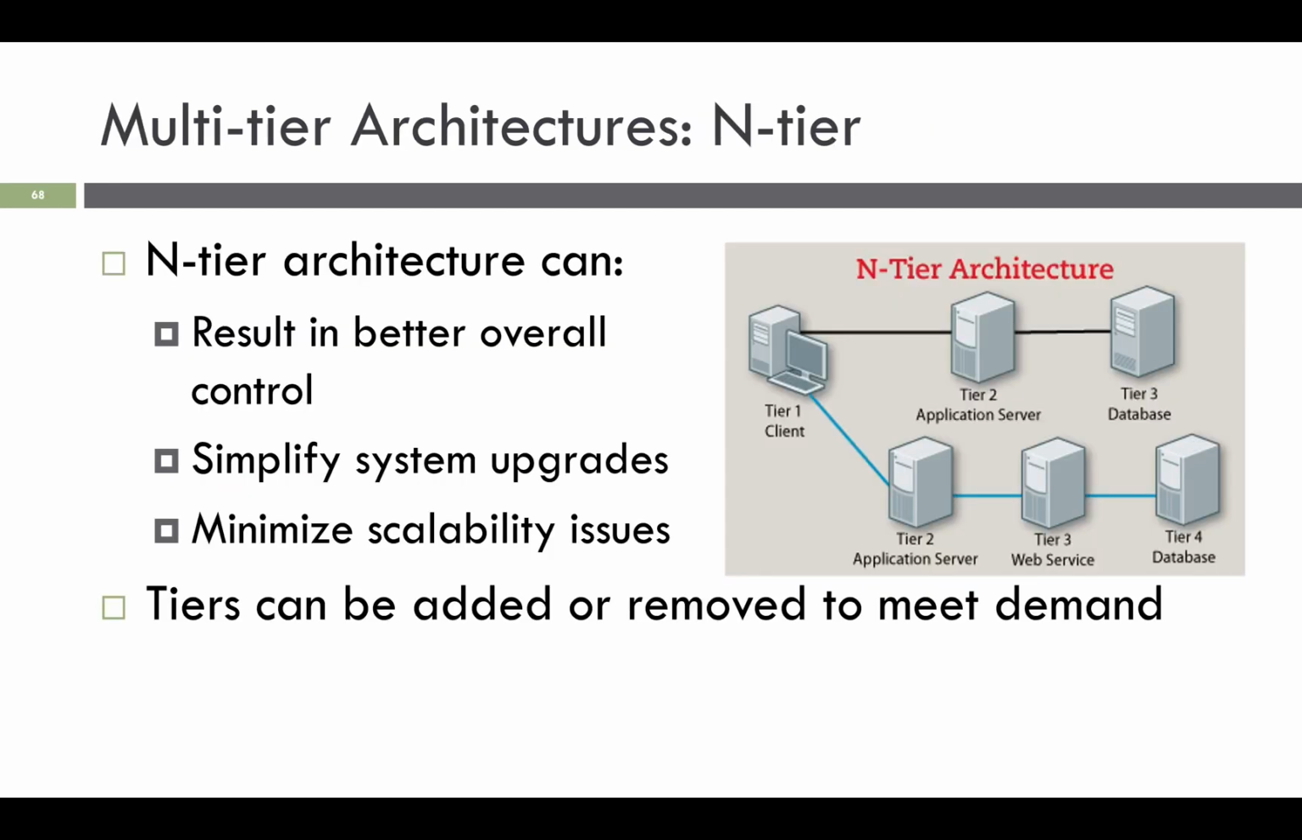Within reason, separating different applications and processing can result in better overall control, can simplify system upgrades, and can minimize scalability issues. The most general case is known as an N-tier architecture instead of trying to specify how many tiers the system has.